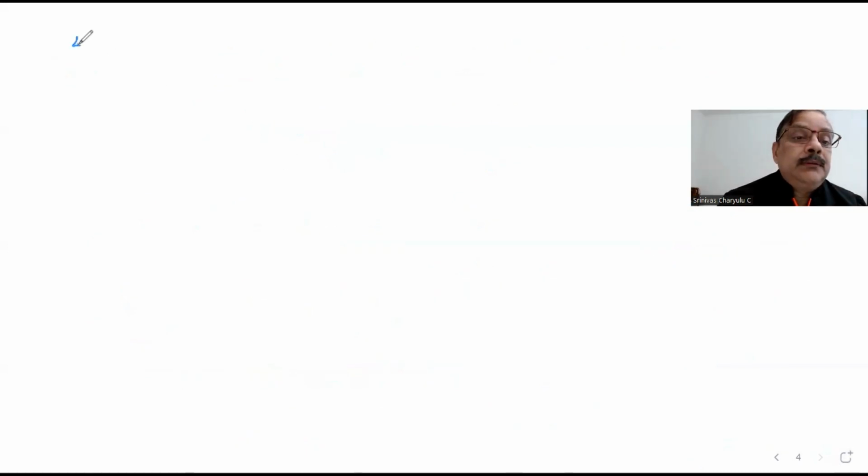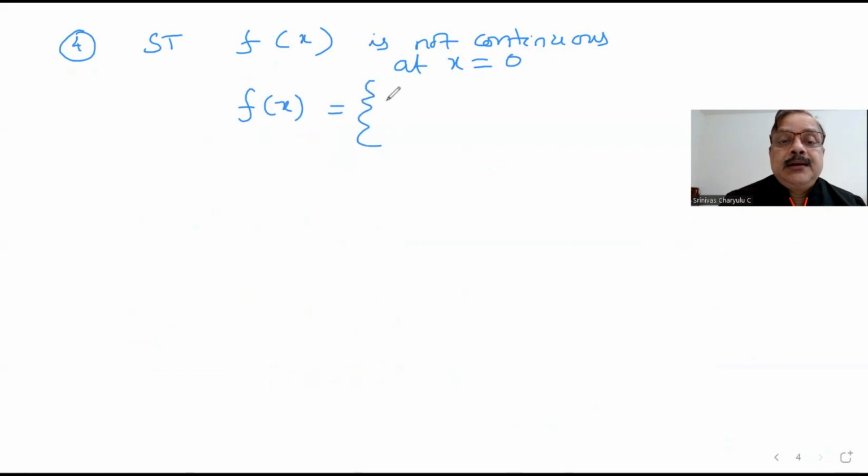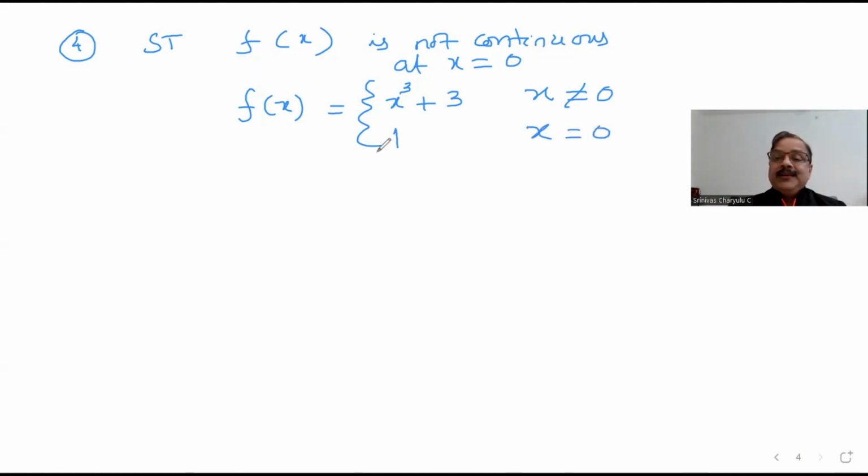Show that, they are telling, show that f of x is not continuous at x is equal to 0. So we have to see what the sum is now. What is f of x they have given here? F of x they said is x cube plus 3 as long as x is not equal to 0, whereas it is 1 whenever it is 0. So they themselves defined that at x is equal to 0, f of 0 is equal to 1.